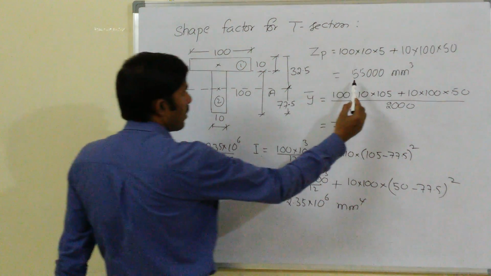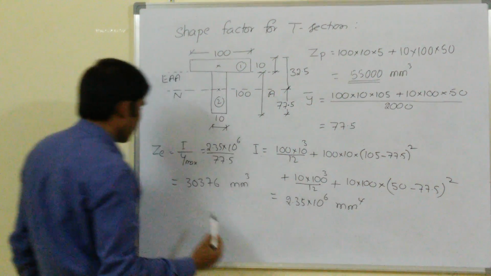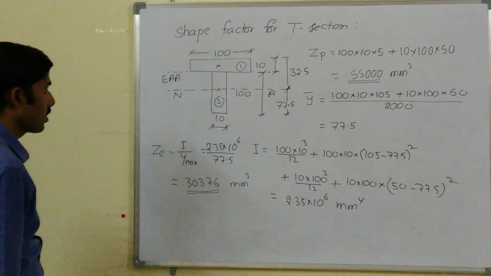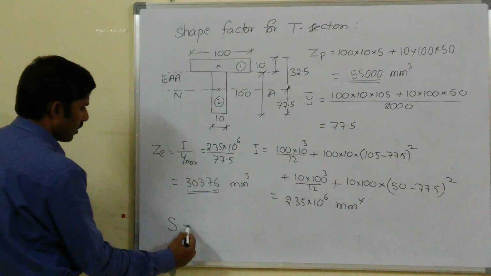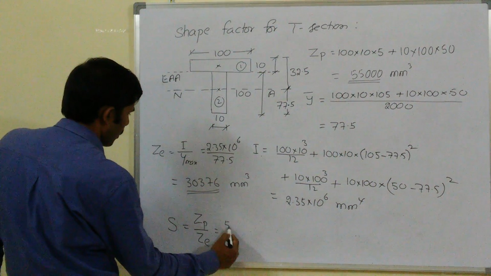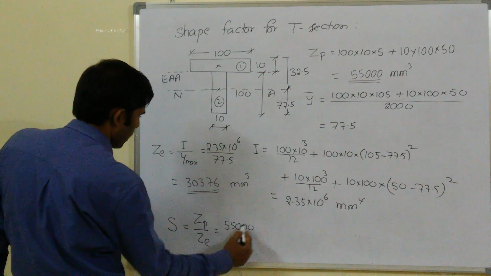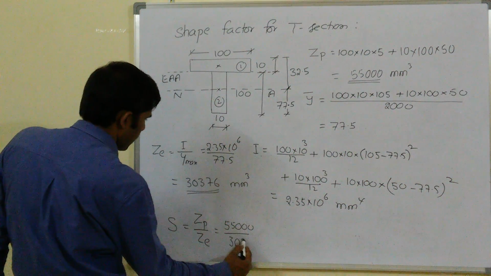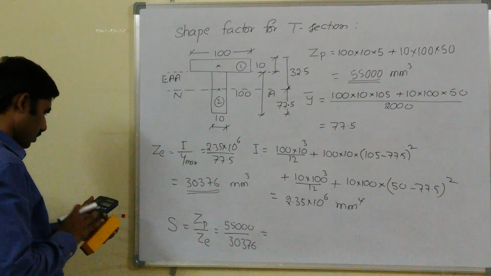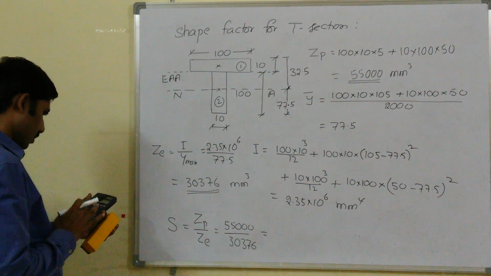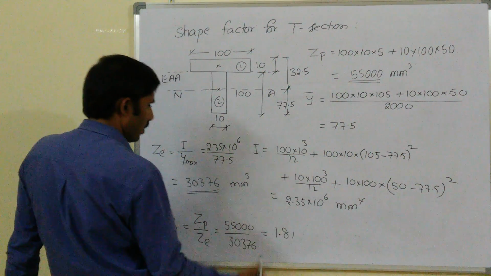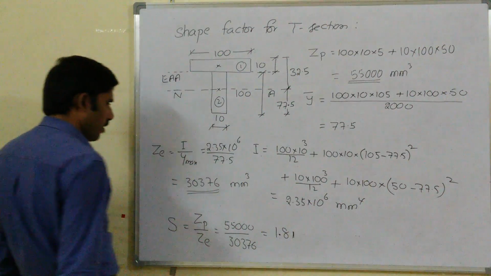So this 55,000 is plastic modulus and elastic modulus is 30,376. So the shape factor S is ZP by ZE, that equal to 55,000 divided by 30,376, that equal to 1.81. No units for shape factor.